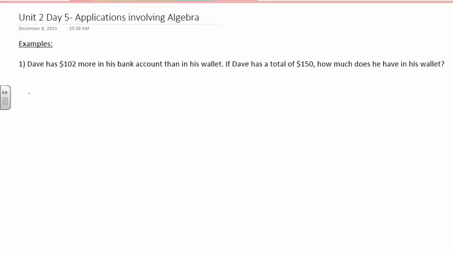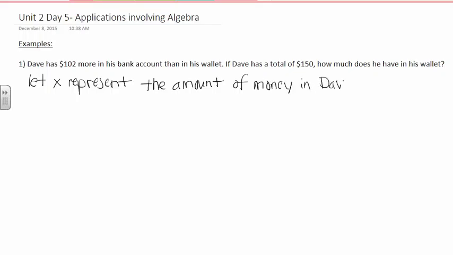So the first thing we need to do is figure out our unknown, and that will be our variable. From the question we can see that the amount in his wallet is the unknown. That's the term that we don't know. So we'll let our variable be the wallet. So let x represent the amount of money in Dave's wallet. That's our first thing that we figure out from the problem.